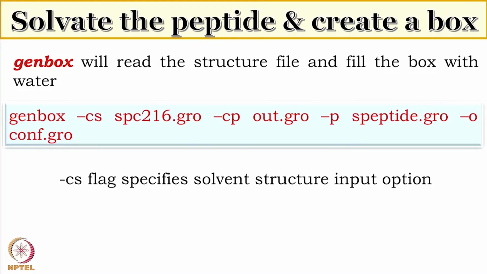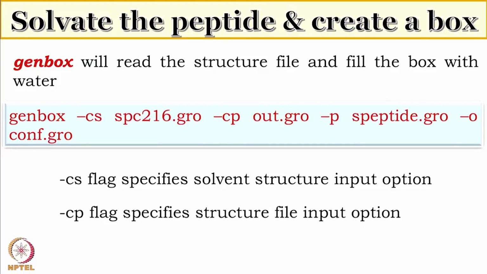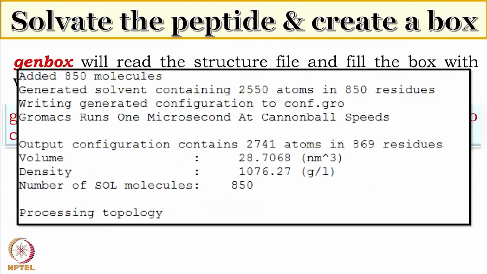So minus cs specifies the solvent structure input option, minus cp is the structure file input option for the solute molecule. Right. So after you give the command, something like this will be displayed on the screen, where it says that it added 850 molecules. So it will add 850 water molecules in the simulation box, and it will also modify the topology file, because initially when we generated the topology file using the PDB file, only the peptide was there, but now I also have water in my simulation system. So it will add the topology for water also in the top file.